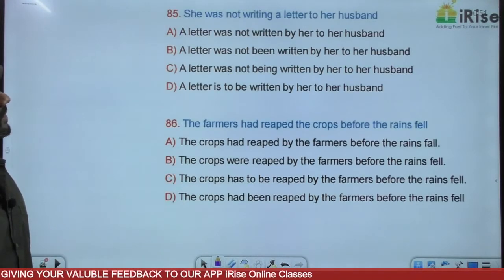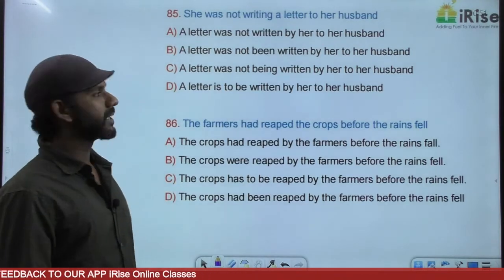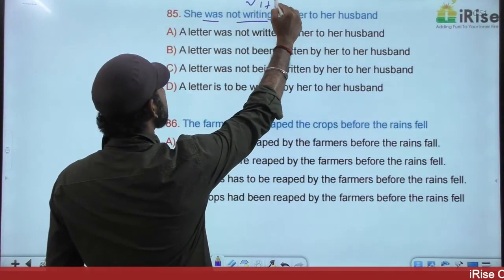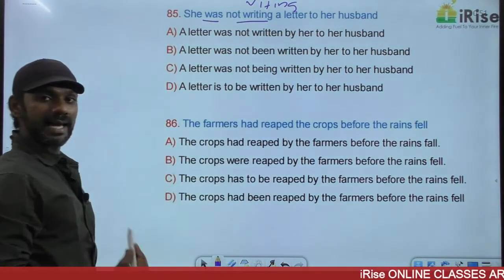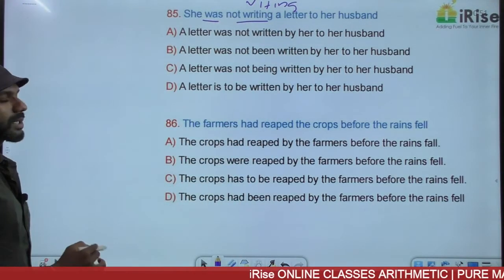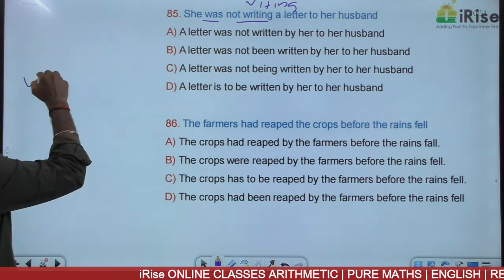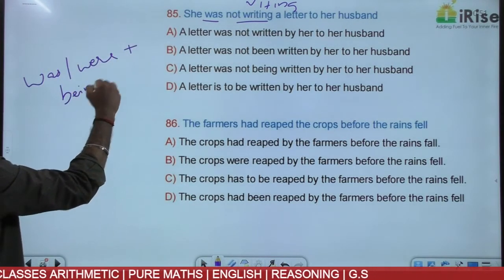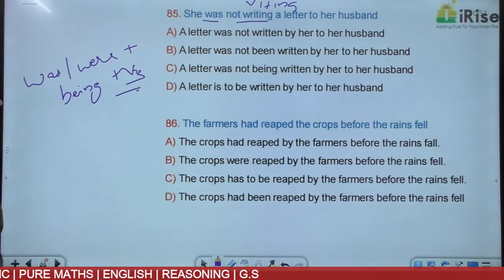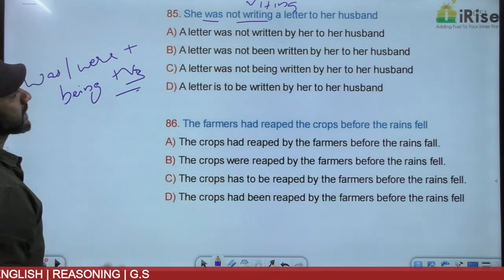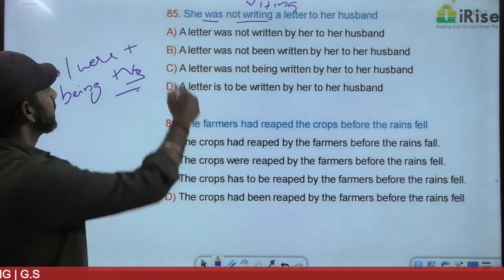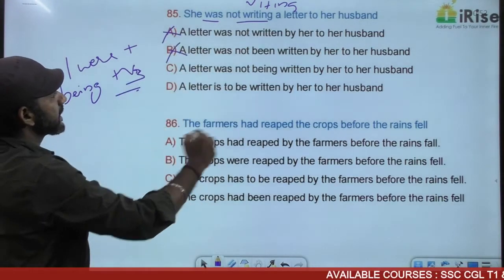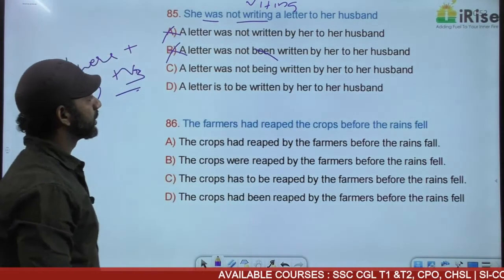She was not writing a letter to her husband. Was not writing is was plus V1 plus ing, past continuous active voice. So in the passive voice also it must be past continuous, and past continuous in the passive voice is was or were plus being plus V3. In every continuous tense in the passive voice, being must be there. Based on that, A is eliminated. Being is not there. B is eliminated. B says been, which comes only in the perfect tense.